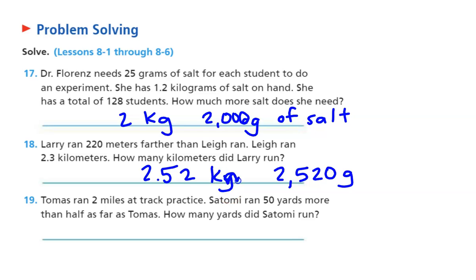And by grams, I definitely meant meters. Sorry, kilometers and meters. Number 19 says, oh yeah, I'm not solving these. That's really hard for me to do. This one would have ended up being 1,810 yards.